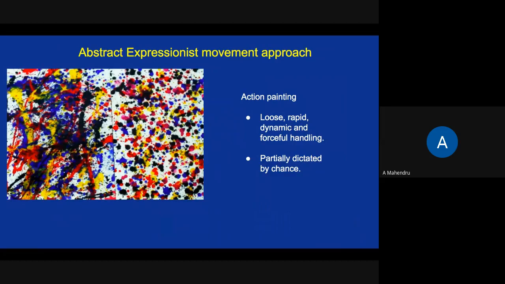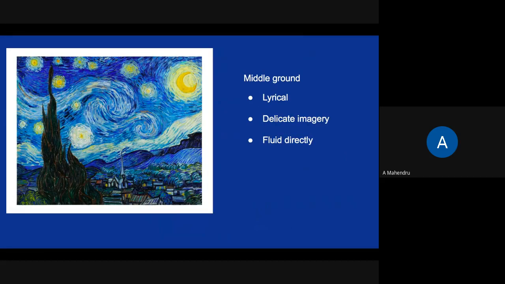The second one is the middle ground, which is represented by several varied styles, ranging from more lyrical, delicate imagery and fluid shapes in paintings. And the painting which you see on your screen right now is by a famous artist, Vincent van Gogh, and this painting is called The Starry Night.